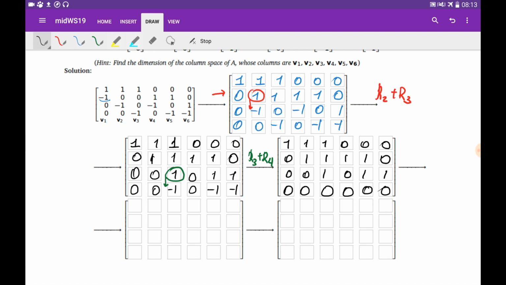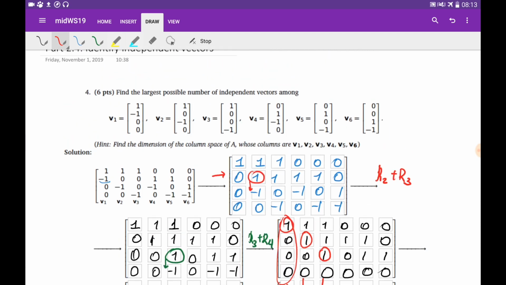So now we need to identify the pivot columns. This column has the pivot here, here, and here. So these three columns have the pivots, and the last three columns do not have the pivot. That is why the first three vectors are going to be independent vectors. So the largest possible number of independent vectors among the 6 is going to be equal to 3.